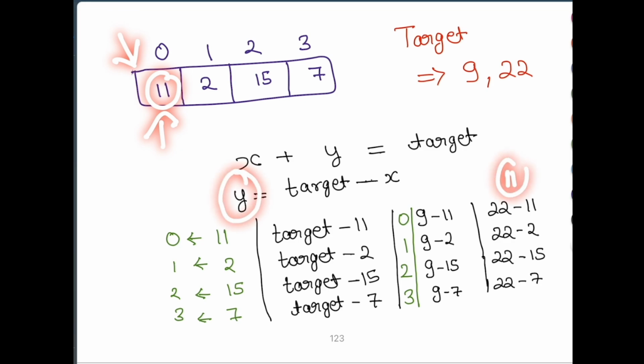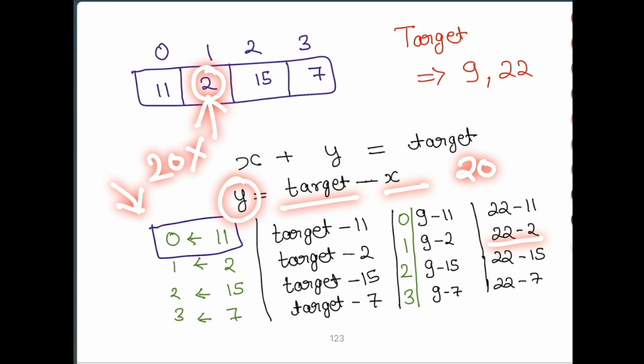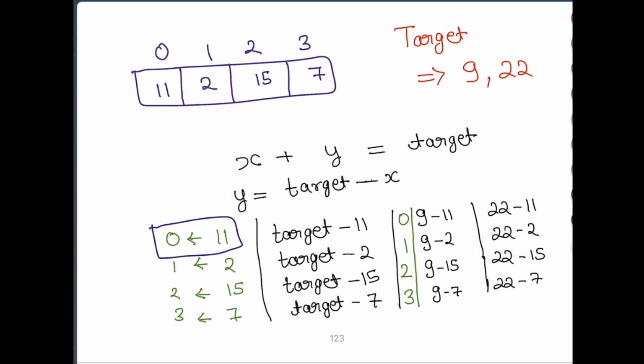It is 11. Do I already have an 11? No, I don't have, right? So at this point, this will not be part of my answer. 11 is not part of my answer, but 11 is part of my dictionary data. Let us ask 2. If 2 is my current element, what is y? It is 22 minus 2, that is target minus x, which is 20. Do I have a 20? Have I seen a 20? No, I have not seen, right? I have just seen one element, which is 11. So at this point, I will just move forward.